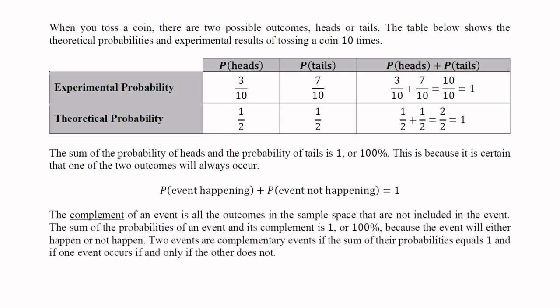The complement of an event is all the outcomes in the sample space that are not included in the event. The sum of the probabilities of an event and its complement is 1, or 100%, because the event will either happen or not happen. Two events are complementary events if the sum of their probabilities equals 1, and if one event occurs if and only if the other does not. So the probability of an event plus the probability of the complement of the event is equal to 1.